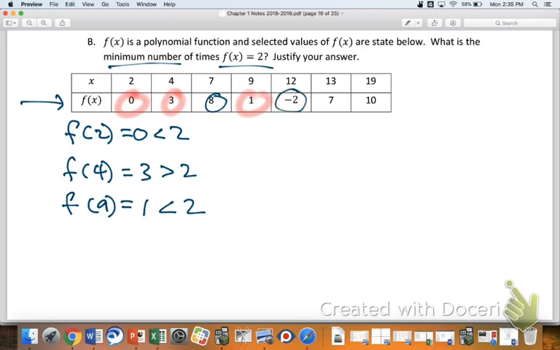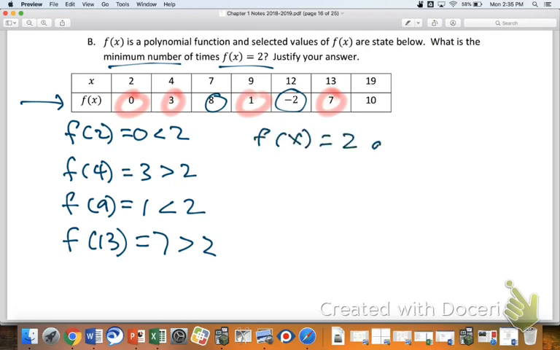And then this is below 2, so that's not going to provide another opportunity for the y values to hit 2. But then, as you see, we hit the 7, or you could even look at the 10. That's another place where the y values go above 2 again. So maybe something like f of 13 equals 7, which is bigger than 2. So that would be another place where we went from either below 2 to above 2 or vice versa. So did you guys come up with 3 times? Yes. Okay, so what is the minimum number of times? So I would say something like f of x is equal to 2 at least 3 times.